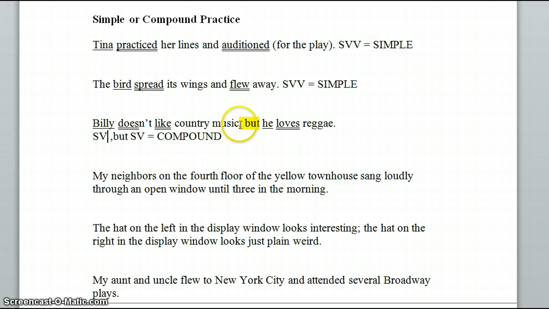Here's your glue, comma, but. Remember, it could be any one of the fanboys. We covered the fanboys today in class, Thursday. And this one happens to be comma, but. It could be comma, and. It could be any one of the fanboys on that page, your list. So, simple sentence, compound.